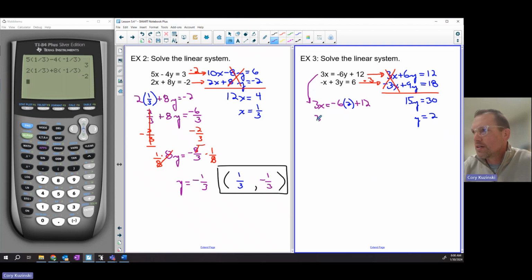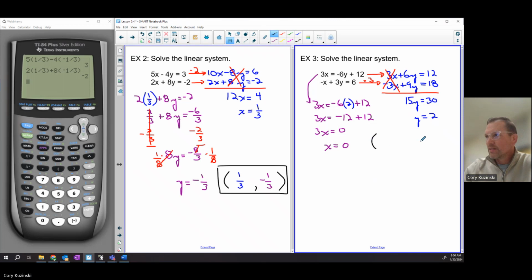So if we just do a little multiplication, -12 plus 12, and then we add, that's 0. Divide both sides by 3. 0 divided by 3 is 0. And we got our answer, I think. I mean, I'm definitely going to check it. So we got x is 0 and y is -2.